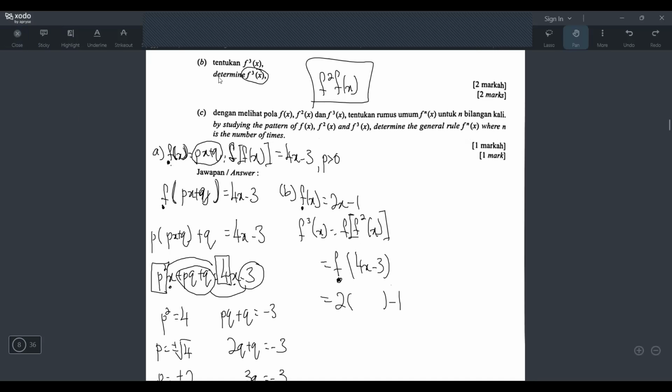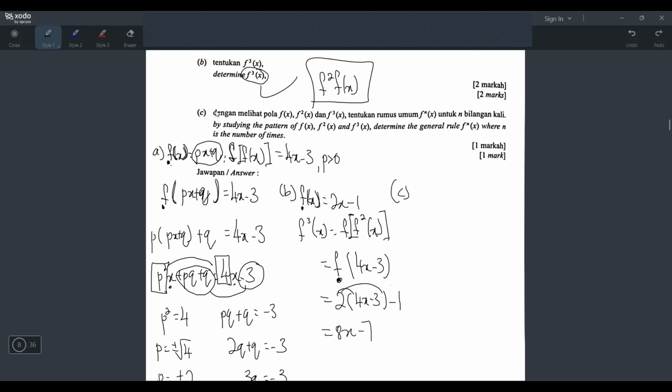But you have to be careful when you write it down. You cannot write 2x minus 1 because the x in the bracket has already changed to 4x minus 3. It means the x on the other side also has to change to 4x minus 3. Now you can expand. 2 times 4x is 8x. 2 times negative 3 is negative 6, minus 1 is negative 7. So this is your f power 3x. So that's the answer for B.